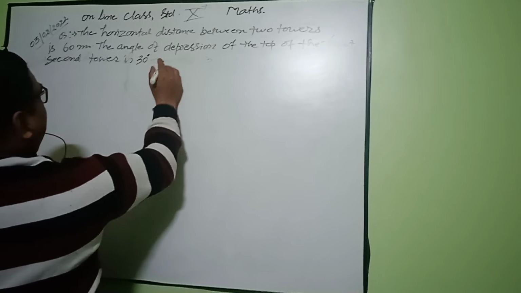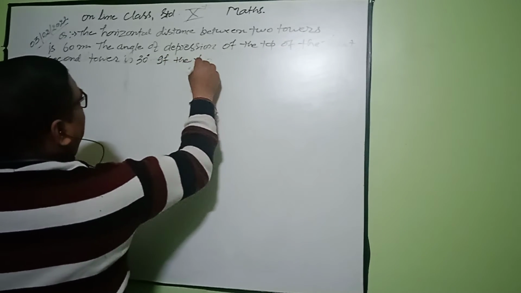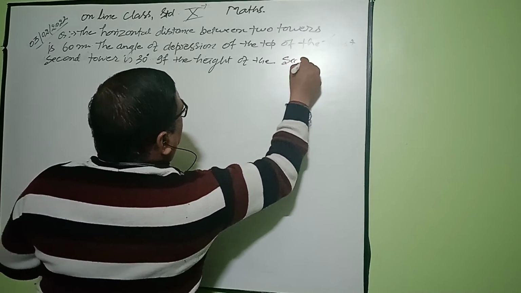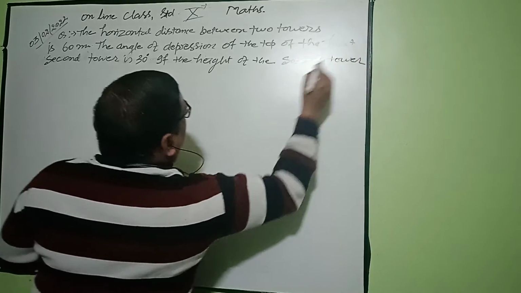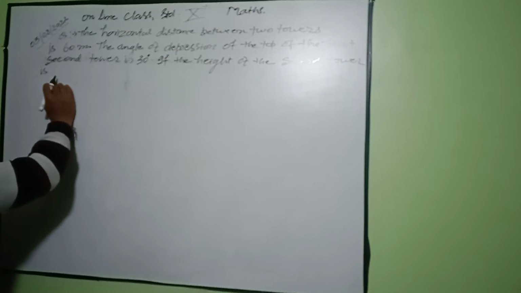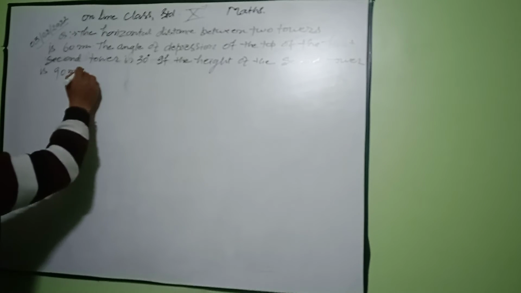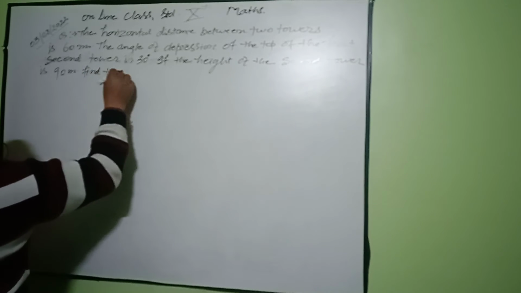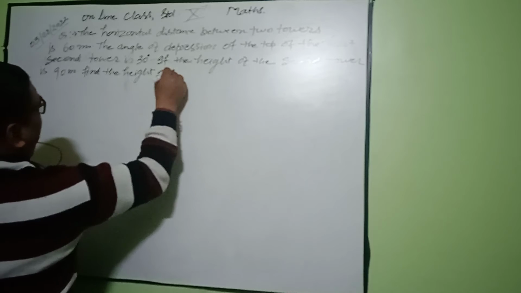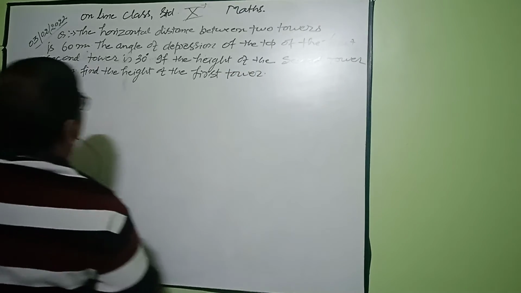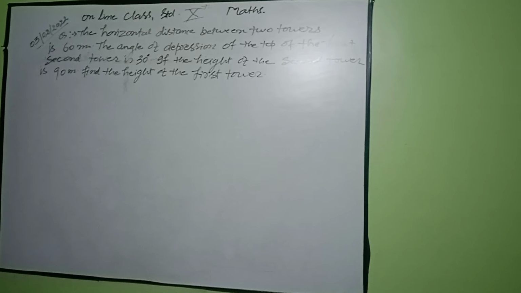If the height of the second tower is 90 meter, find the height of the first tower. Write down. This is the question.